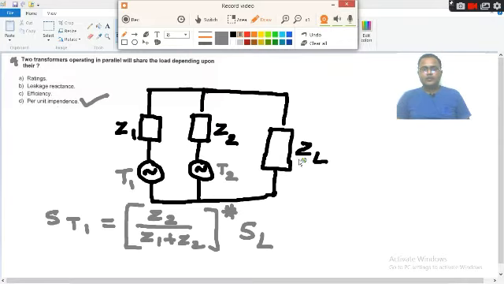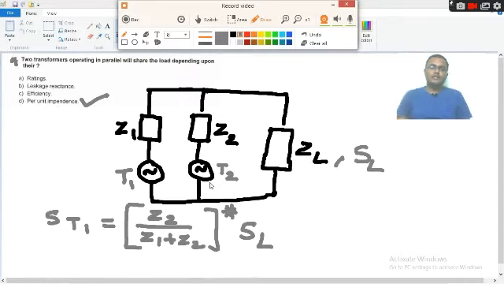Here the load impedance is ZL, and the load is consuming a power of kVA rating of SL. So now we need to find what is the kVA shared by the transformer T1 and the kVA shared by the transformer T2 to the load. Here the kVA which is shared by the transformer 1 is equal to Z2 by Z1 plus Z2 whole conjugate into SL. Here Z2 is the per unit impedance of the secondary transformer by the total summation whole conjugate into SL. And similarly the kVA which is shared by the transformer T2 is equal to Z1 by Z1 plus Z2 whole conjugate into SL.